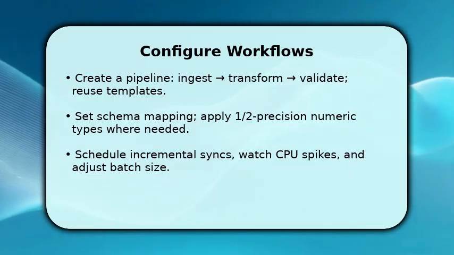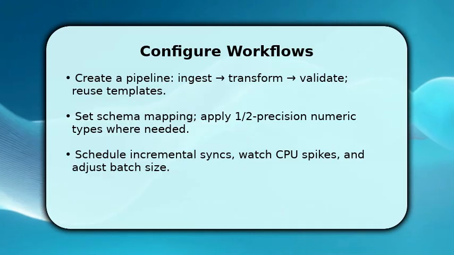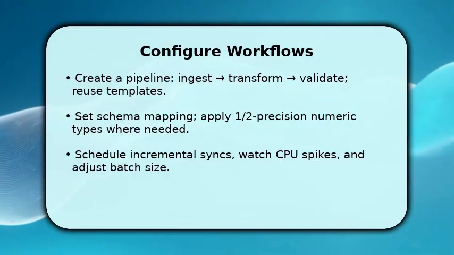middle steps that drive daily use. Build a pipeline: ingest, transform, validate, using PandaPro templates, then map schemas precisely so types align. Apply 1/2 precision only for large numeric columns to save memory, and tune batch sizes to avoid CPU spikes.